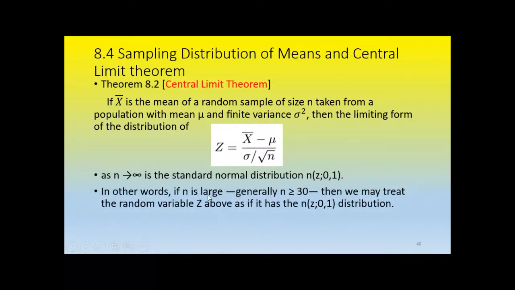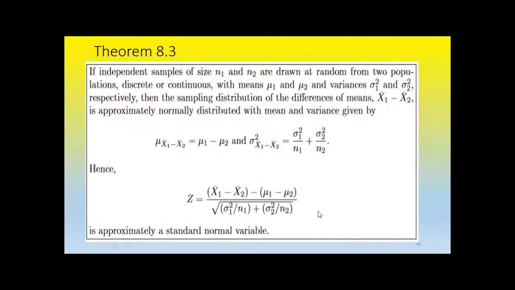In other words, if n is large, generally greater than 30, then we may treat the random variable z above as if it has N(z; 0, 1), the standard normal. This is the notation for the normal distribution where mean is 0 and standard deviation is 1, variance is 1. Another important theorem, 8.3.